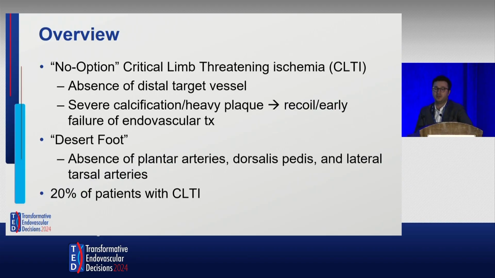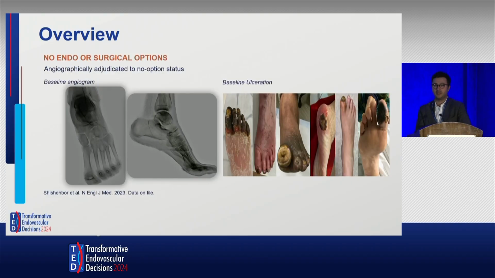When I think of a desert foot, though, I think of somebody who has absolutely nothing lighting up below the ankle. They don't have plantar arteries. I can't see a dorsalis pedis or a lateral tarsal artery. And this group of patients constitutes 20% of patients with critical limb-threatening ischemia, right? Generally speaking, these patients with desert feet are angiographically adjudicated. We can use arterial non-invasives, and not everybody has access to PATs like Miguel does, but I make these decisions based upon the angiograms that are performed.